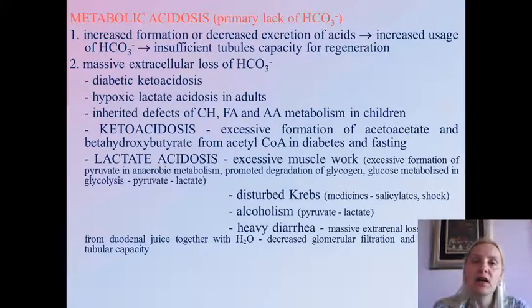Lactate acidosis arises from excessive muscle work, and you know that in such a state anaerobic glycolysis predominates, anaerobic metabolism, so the accumulation of lactate or lactic acid tends to yield the formation of lactate acidosis. Lactate acidosis is also found when the Krebs cycle is disturbed due to application of certain medicines like the group of salicylates, or in shock of the organism. In alcoholism, due to the increased conversion of pyruvate to lactate, lactate acidosis is also one of the consequences. And heavy diarrhea, because there is an excessive, massive extrarenal loss of bicarbonate ions from duodenal juice together with water, and that of course causes acidosis.